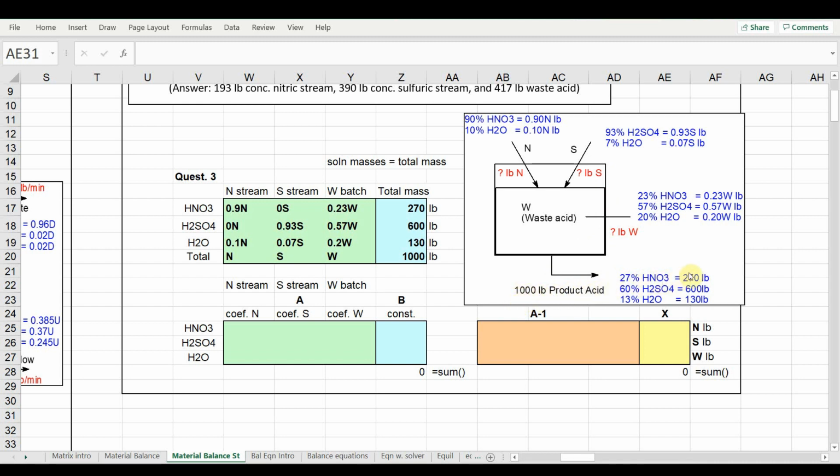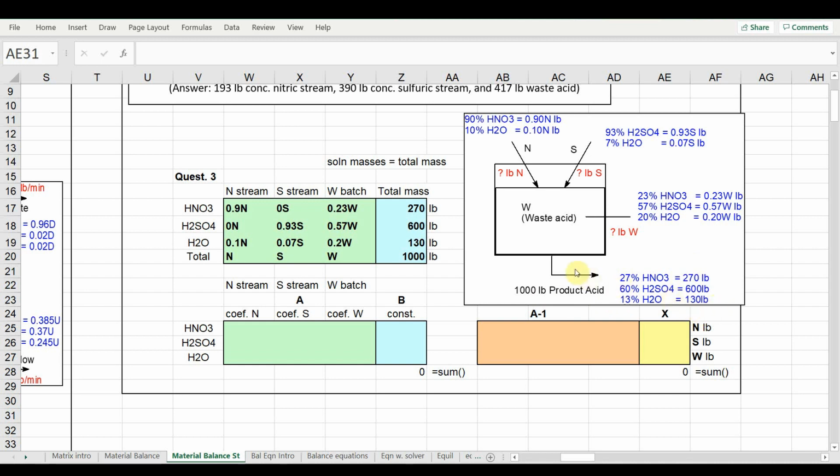Therefore, we write down 270 pounds of nitric acid. 60% by weight sulfuric of 1,000 pounds is 600 pounds of sulfuric acid. The balance must be water. That's 13%. 13% of 1,000 pounds is 130 pounds. These must add to be 1,000 pounds.